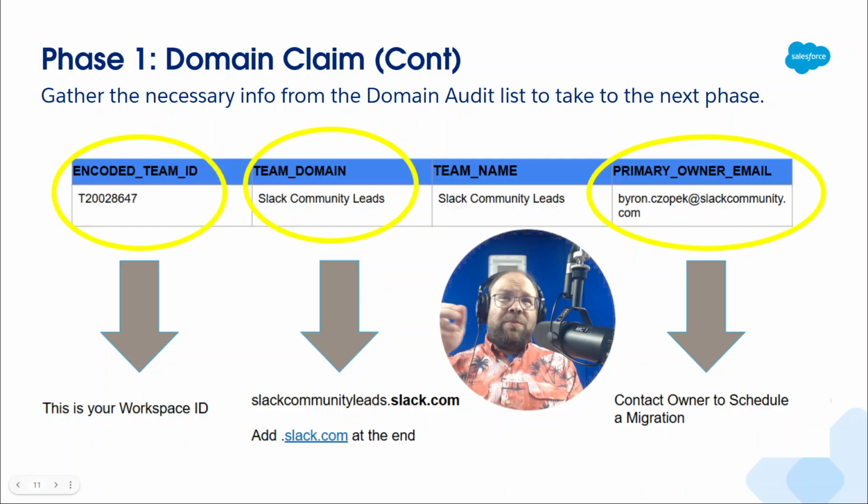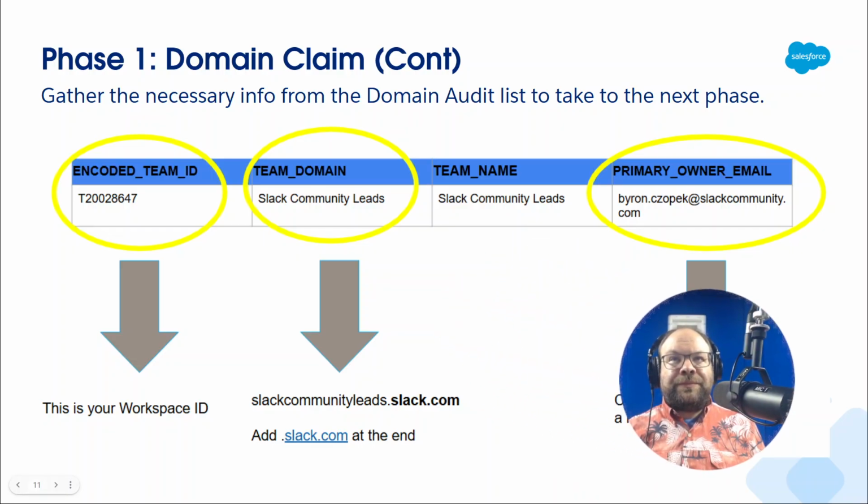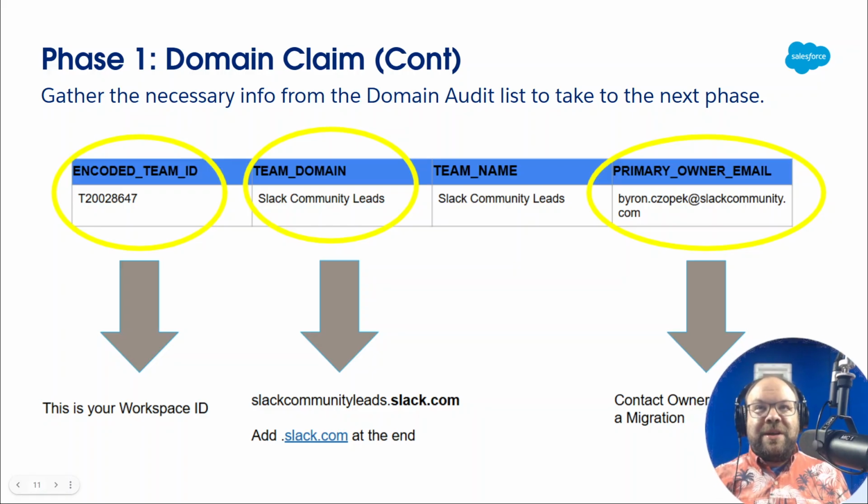And then your primary owner's email address. This is the person you're going to want to contact to schedule the migration and make sure they have everything on their front. So these are the 3 really important things you want to make sure you have when you go into a migration. I'll move myself back down here.